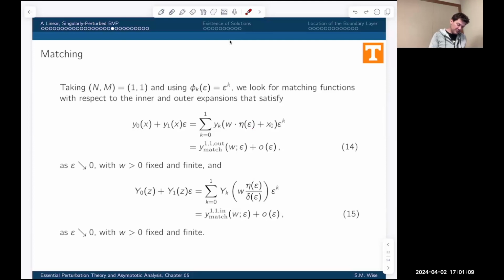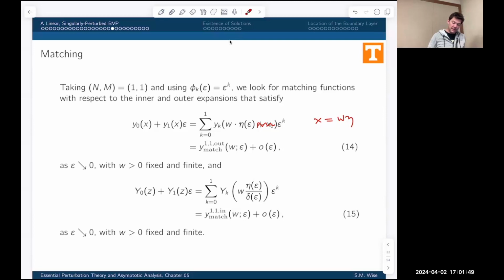I forgot to drop this one here. X naught is just equal to 0, so we don't have to include that. What I'm doing is taking the outer expansion up to the first term, just the leading order term and the first order correction. Just two terms. And I'm going to rewrite those two terms in W times eta, because X is equal to W times eta.